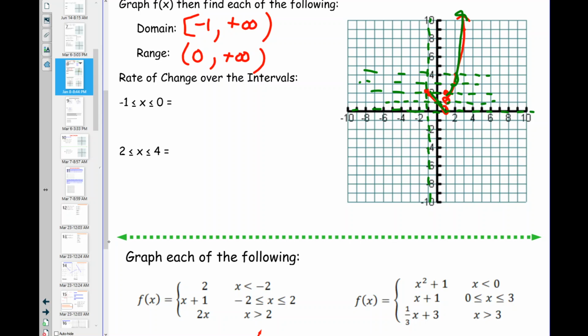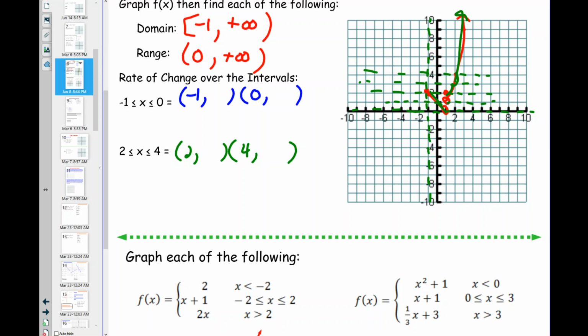Now, the way we get the endpoints is that they give you the x's. So this is going to be -1 comma something and 0 comma something. This one here is going to be 2 comma something, 4 comma something. The numbers that they're giving you are the x's. You got to find the y's that go with it.